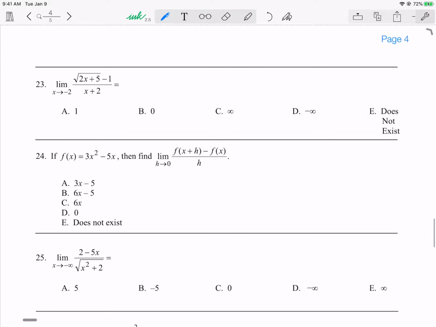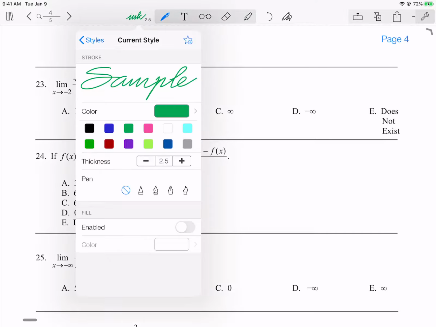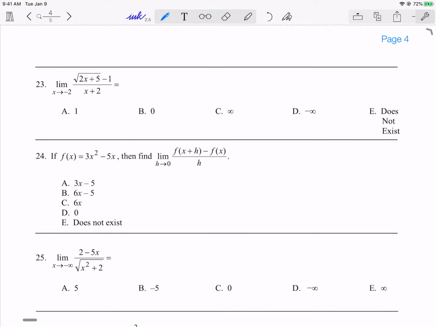All right, now I got the limit as x goes to negative 2. Usually the case here, I'm going to have to multiply by the conjugate. If I plug in negative 2, I get 0 over 0. So I'm going to multiply top and bottom by the square root of 2x plus 5 plus 1. Same thing on bottom. I've just effectively multiplied by 1. It's just a little bit of a fancy one. Got limit as x goes to negative 2.